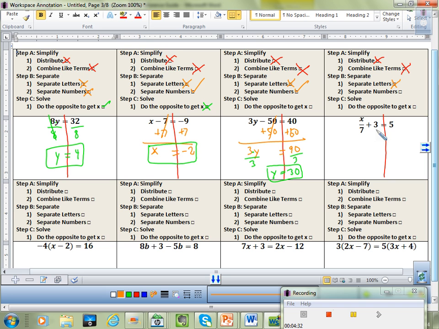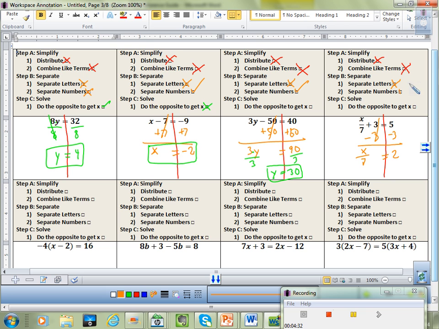There's no negative in it. It's 3. What's the opposite of adding 3? Subtract 3. Did anything happen to x divided by 7? No. So you leave it as x divided by 7. 3 minus 3 is 0. If you have $5 and you spend 3, you have $2.